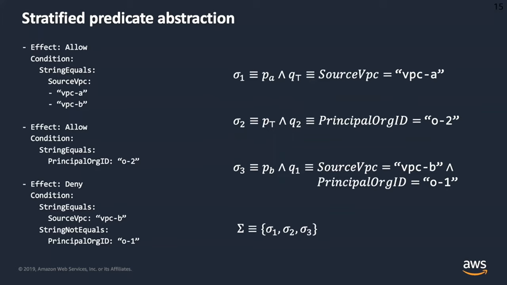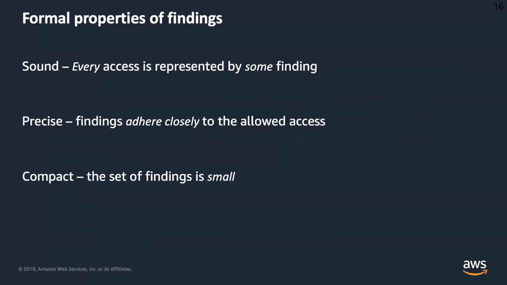Here they are written out in full. We formalize our algorithm in the paper, and we show it achieves our desired properties for findings. I'll give you a hint of the key notions here. We formalize soundness in a property called coverage, which says that the set of accesses allowed by the policy is a subset of the accesses allowed by the findings.